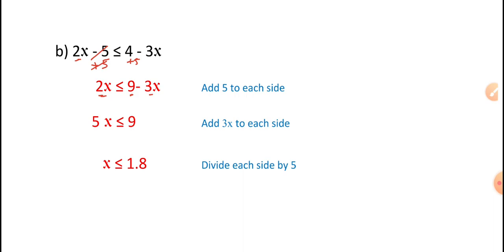So now, because I want to get x on its own, and I want to get rid of this minus 3x, I'm going to add 3x here, and I want to add 3x here. So 2x add 3x is 5x, and here the minus 3x and the plus 3x cancel out, leaving just 9. So to get the x on its own now, I have to divide this side by 5, and I have to divide this side by 5. So the times 5 and the divided 5 cancel out, leaving just x. And if you do 9 divided by 5 on your calculator, you'll get 1.8. So x is less than or equal to 1.8.